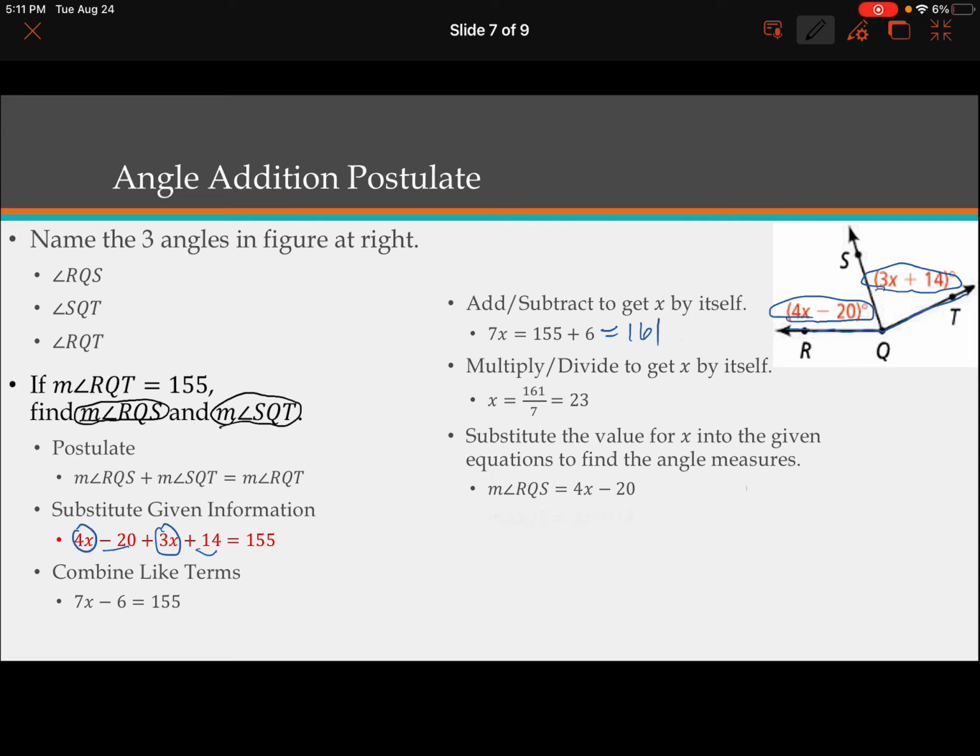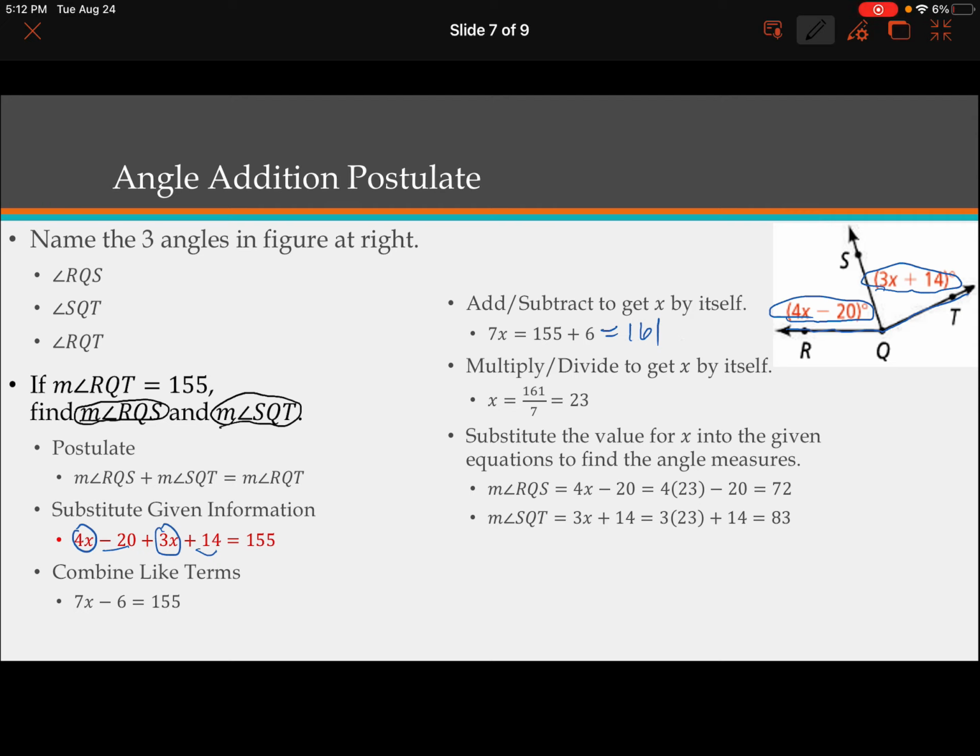4x minus 20 and 3x plus 14 becomes 4 times 23 minus 20, and 3 times 23 plus 14. We end up with 72 and 83. When you take the quiz and the test, you'll be allowed to use calculators. I don't want y'all to mess up these numbers. I don't want y'all to get wrong answers just because you messed up the numbers, okay? I'm testing your geometry skills, not your number skills here. All right? So we end up with those two answers.